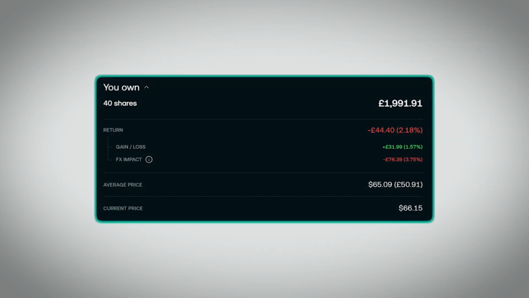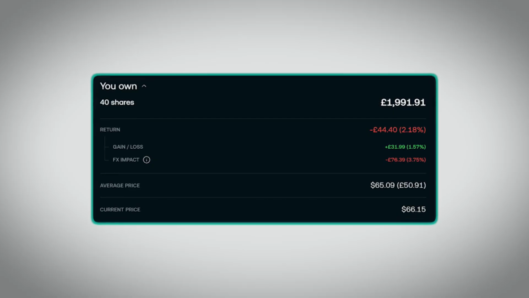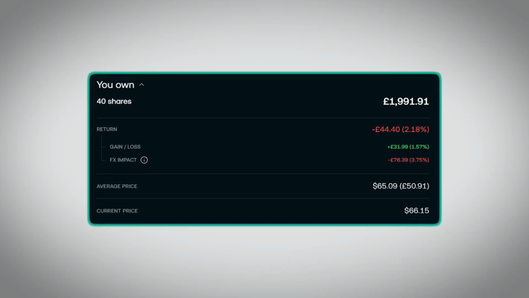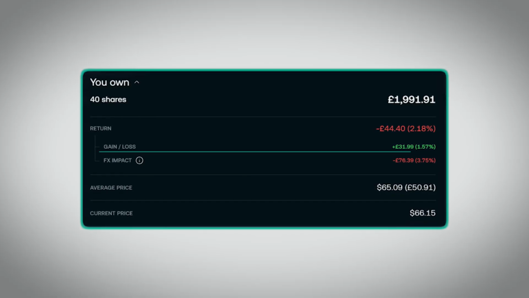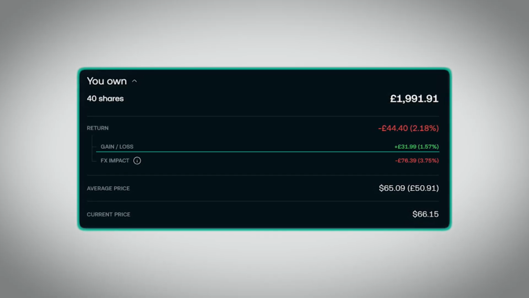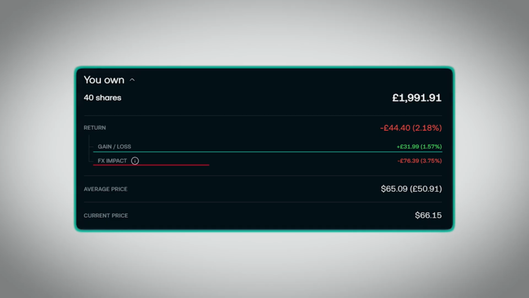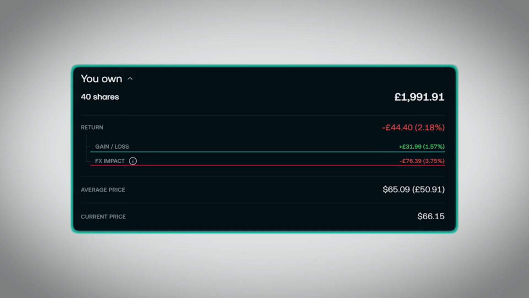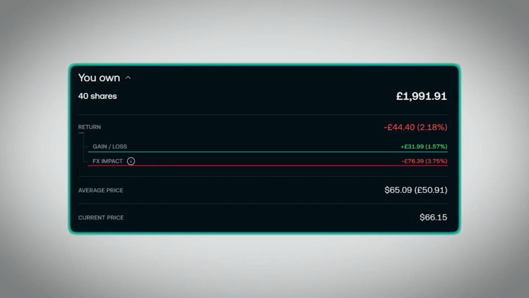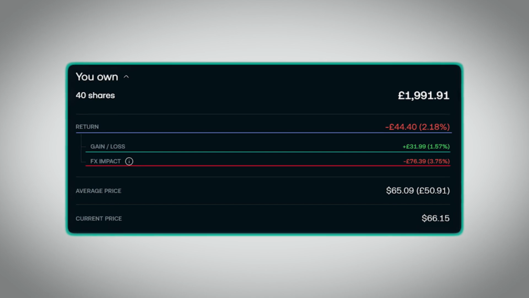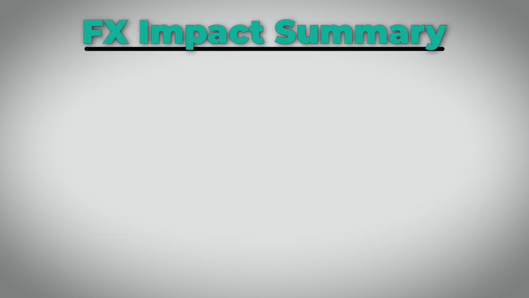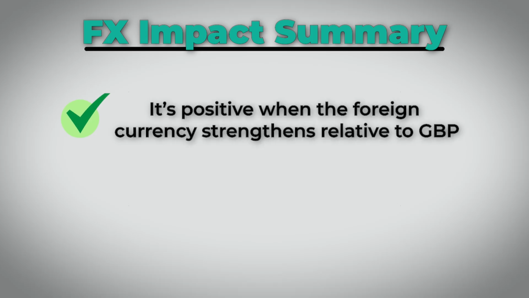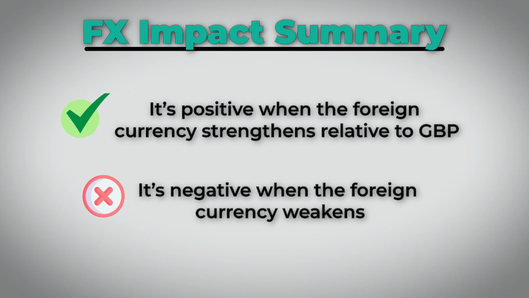On Trading 212, as mentioned, the FX impact is clearly shown for stocks you hold in a different currency. For example, look at this ETF that I hold that trades in USD. The share price is actually up by 1.57% since I bought, but the FX impact is negative 3.75% because the pound has strengthened. So overall, I do actually have a negative unrealized result of 2.18%. To sum up FX impact, it is positive when the foreign currency strengthens relative to GBP. It's negative when the foreign currency weakens.